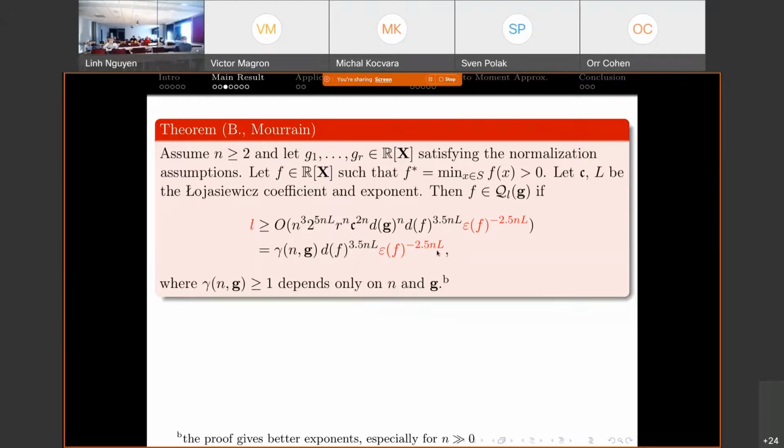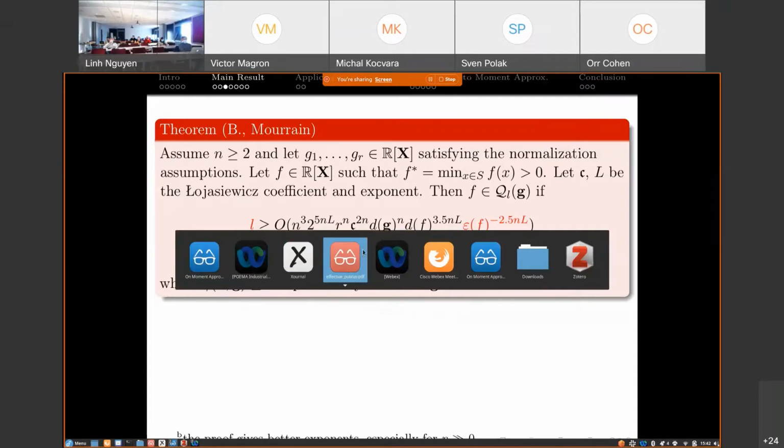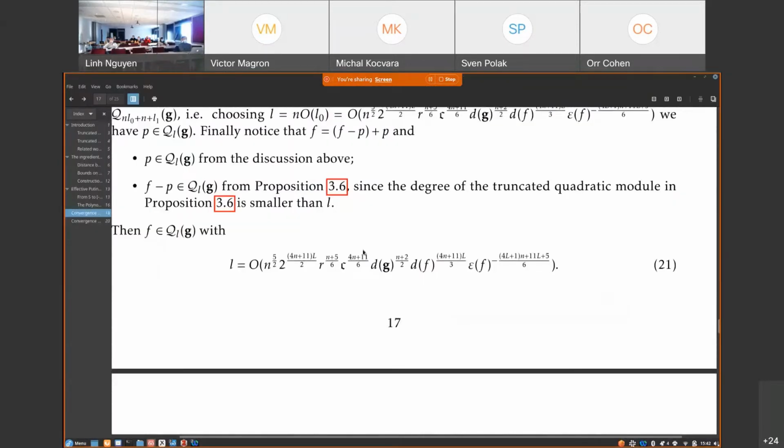So it is important. I want to remark that these exponents here are not the best ones given by the proof, especially for n very big. This is not optimal. I would say that you can imagine that these exponents are roughly divided by 3 when n goes to infinity. And these are the real exponents that we get here. You should see them. This is the real bound that we have, but not so important.